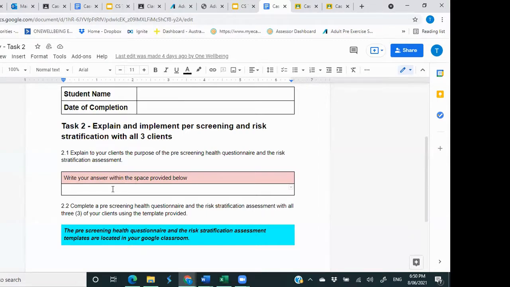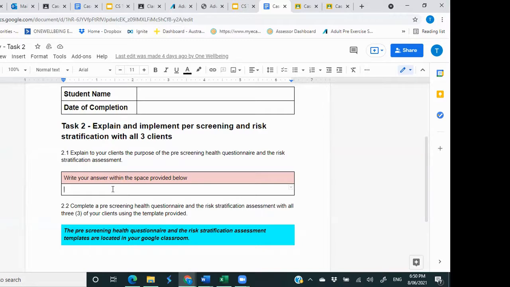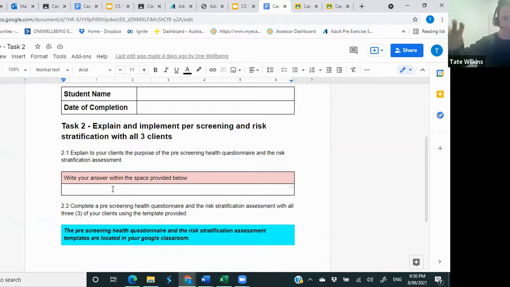So are we talking as if we're talking to the actual client? Probably, as long as you're using full sentences here. I think it'd probably be a bit too hard if we do it as a speech bubble and all that stuff. So, yeah, that's fine. As long as you're putting down the information there. So, first one's risk factors to work out the level of intensity of their training. So just put a comma after that.